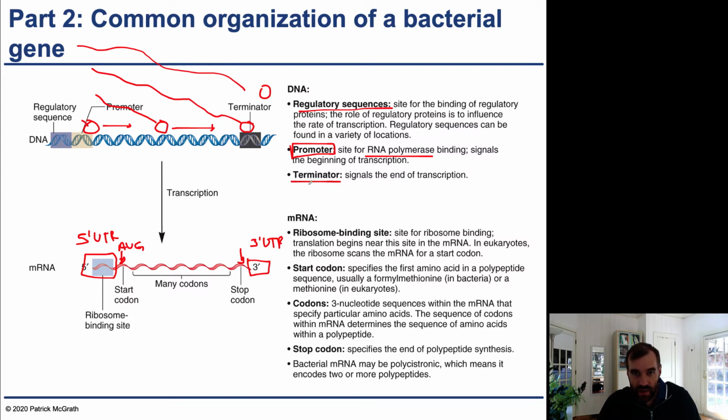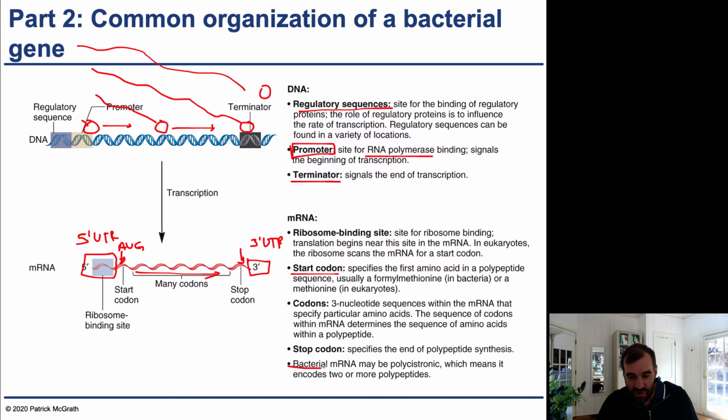When we look at the organization of the mRNA, you have the ribosome binding sequence. This is kind of similar. There's sequence there that indicates where the ribosome, which translates the mRNA into polypeptides, should initially bind. Then you have the start codon, which indicates this is where the start of the polypeptide is. This is the first methionine that gets incorporated. You have codons that are used to encode additional amino acids until it reaches the stop codon, which specifies the end of the polypeptide synthesis.